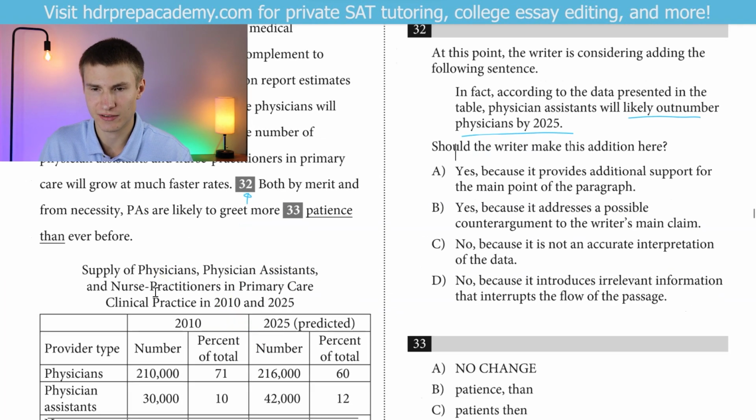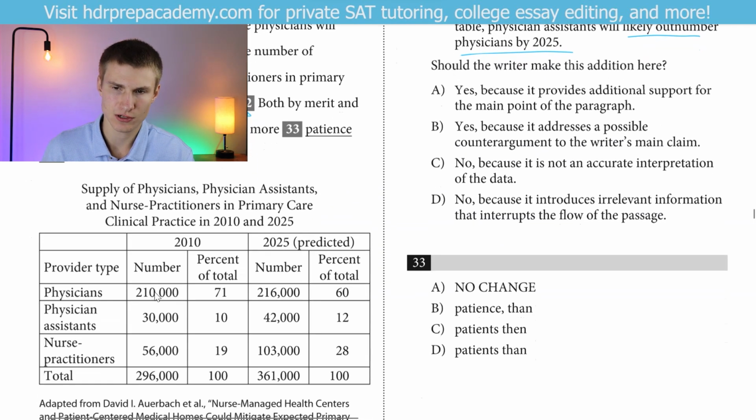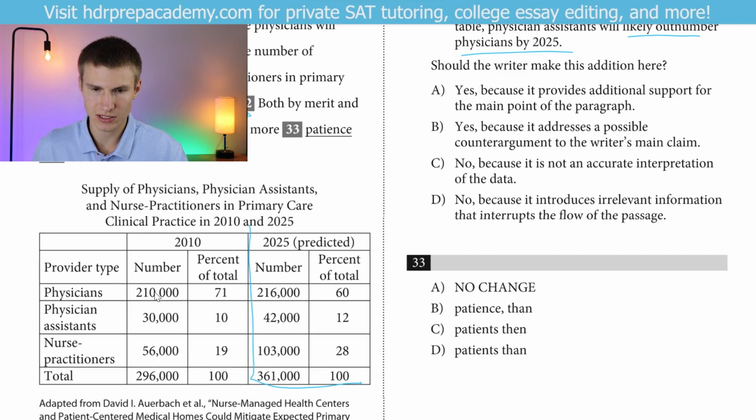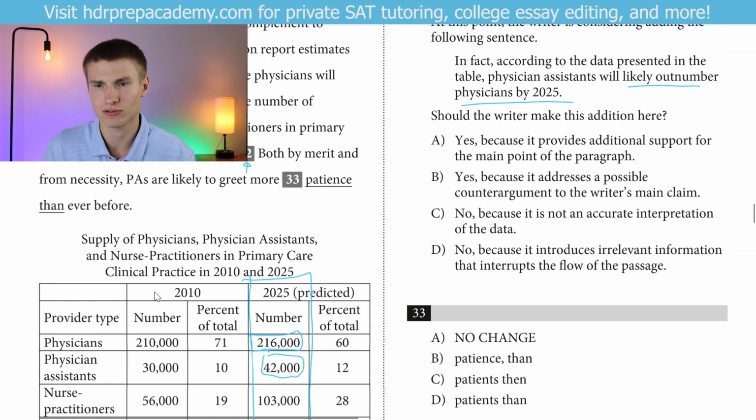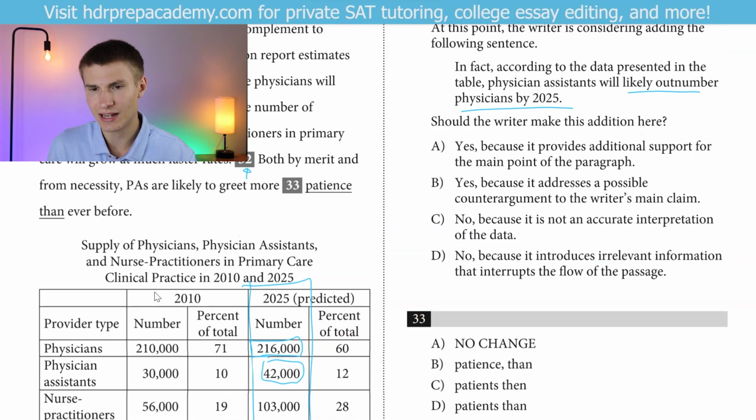Well, first thing we want to do is check if it's accurate. Okay, so PAs versus physicians in 2025. That's going to be in this column here. Now we can take a look at physicians. We see physicians will be 216,000 and PAs will only be 42,000. So this statement will be incorrect. Physician assistants will not likely outnumber physicians by 2025. Should we make the addition? No. Why? It's not an accurate interpretation of the data.